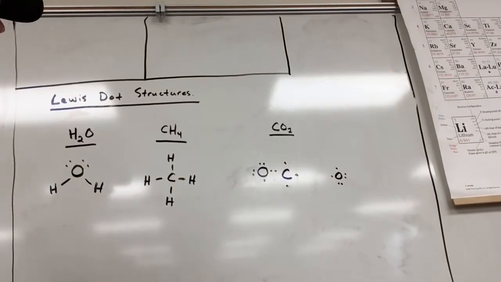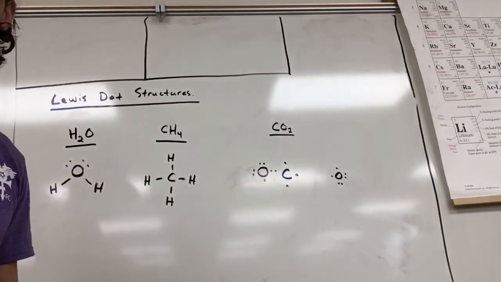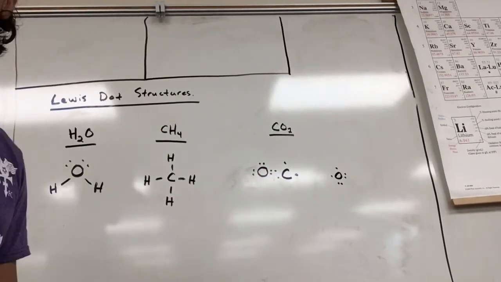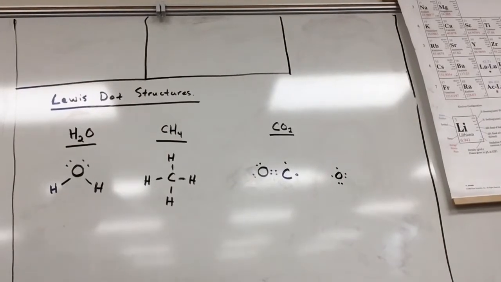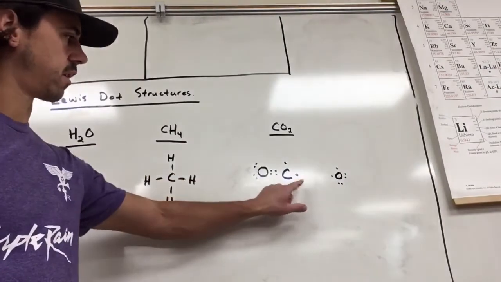So our first bond will form between those 2 electrons, and then these 2 electrons are going to move and form our second bond. And then we're going to see the same thing happen with our second oxygen and our carbon.